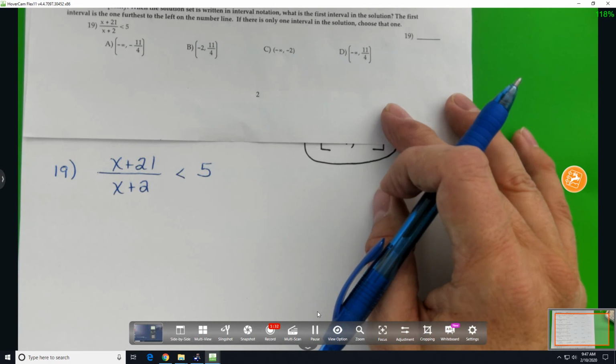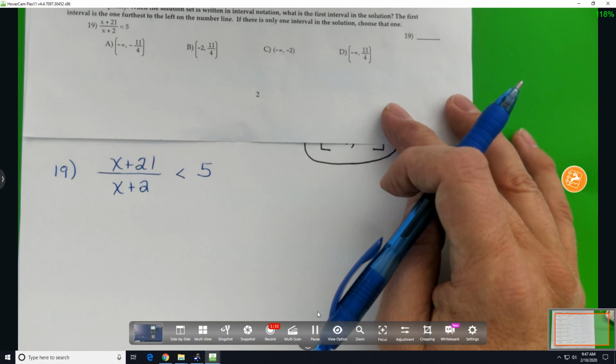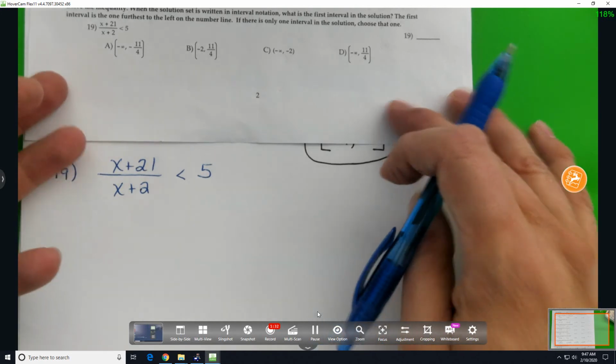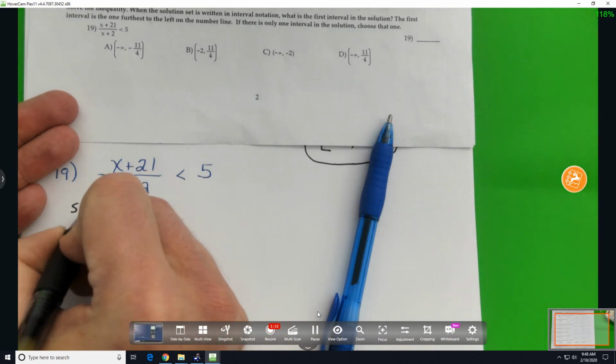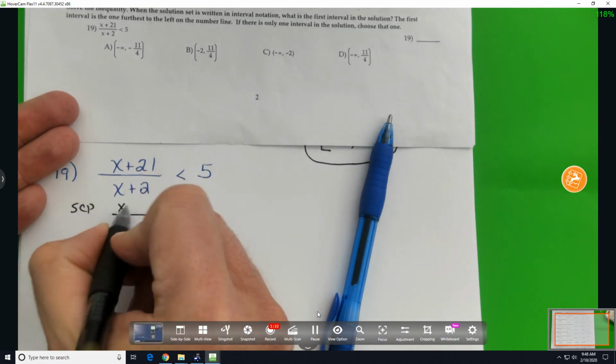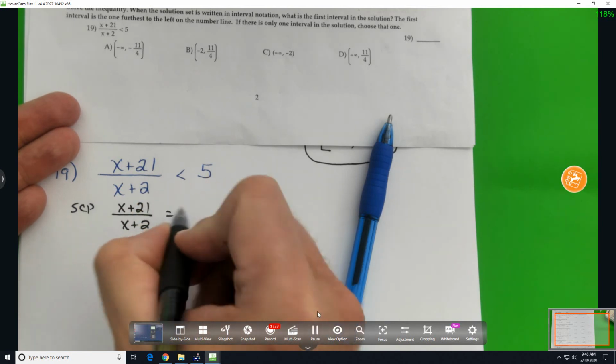Again, how do I know when to use the cut point method? Well, if it says solve an inequality, if there's a less than or a greater than in it, then you use the cut point method. Find the solution cut points first by writing it with an equals.